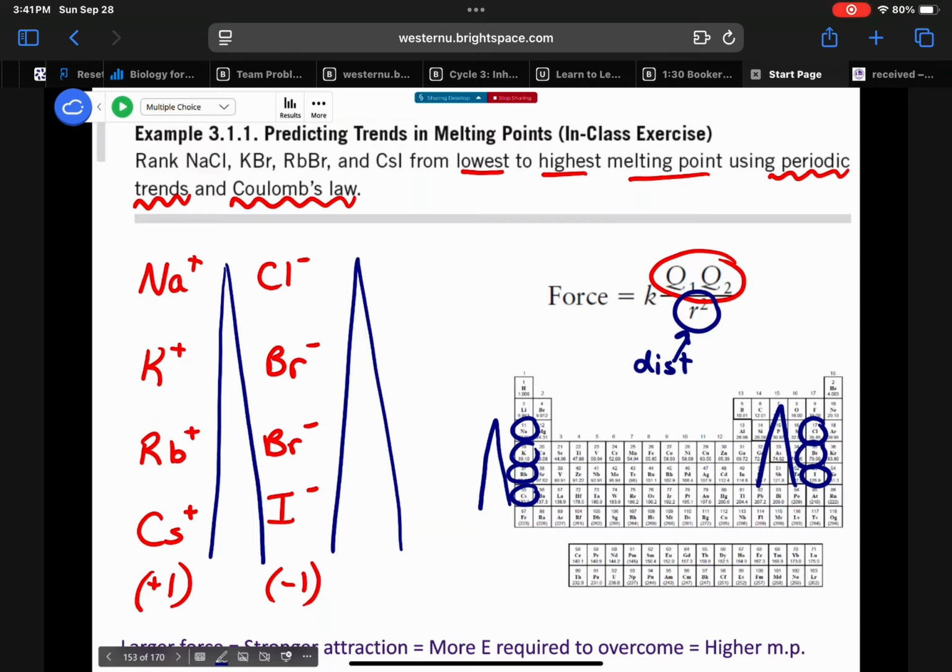So we go back to the question. We want to rank these four compounds from lowest melting point to highest. So we now need to draw a conclusion. Cesium iodide, the largest, is going to have the smallest melting point. You don't have to put in as much energy. You don't have to crank the temperature. And this is all based on periodic table trends.